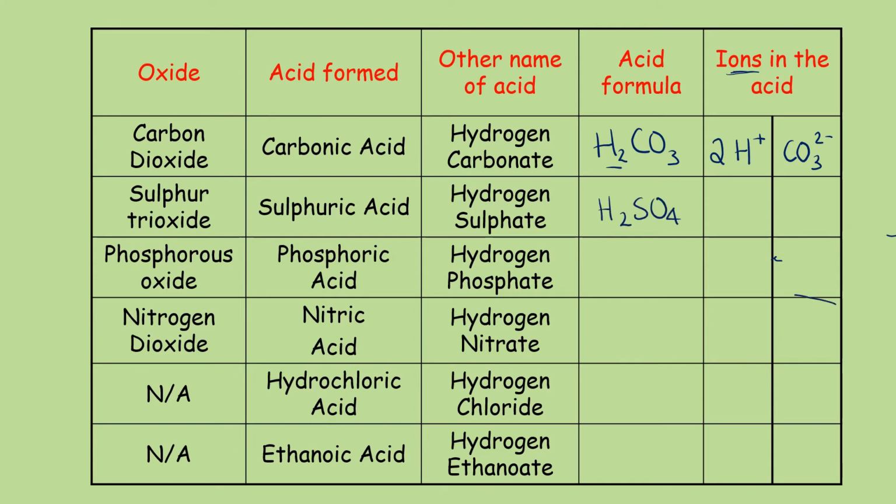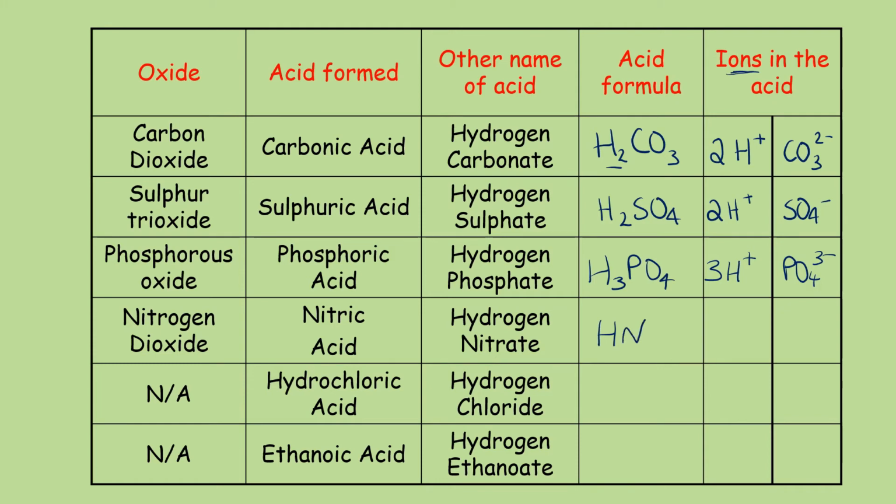So sulfuric acid is H2SO4. Again, we've got 2 hydrogen ions, and we've got a sulfate ion. I just realised that my finger's scribbling on the screen here as I write. We've also got phosphoric acid, which is H3PO4. So we're going to have 3 hydrogen ions and a phosphate ion, which is PO4 3-.